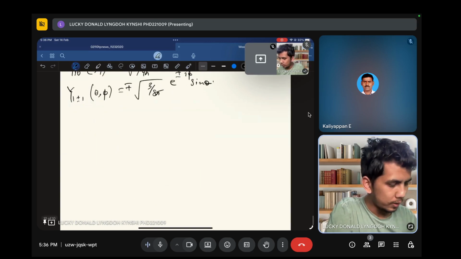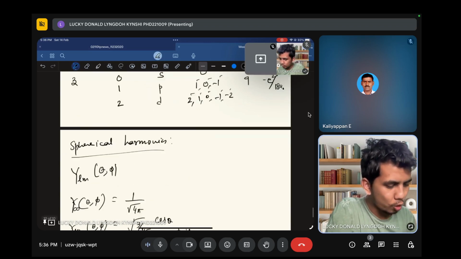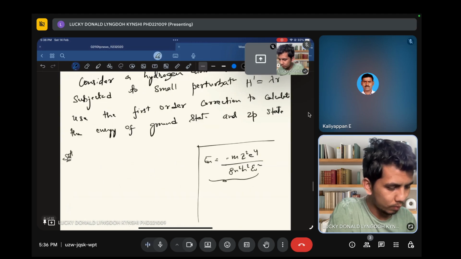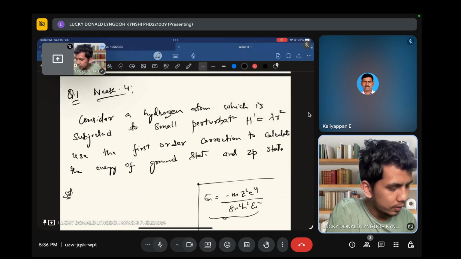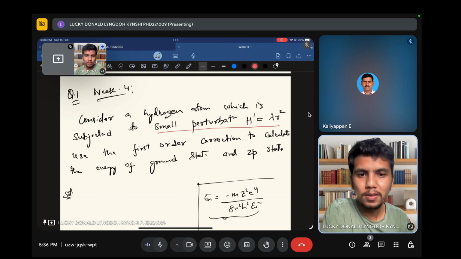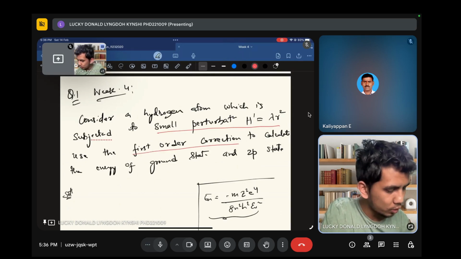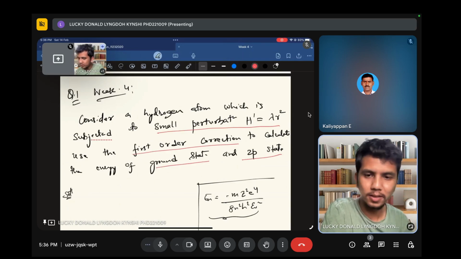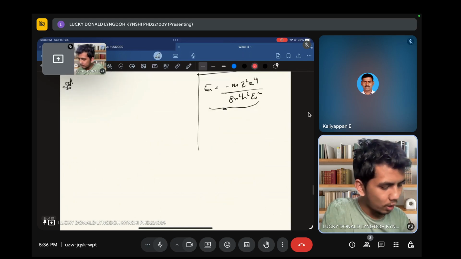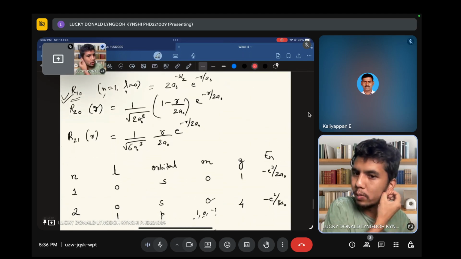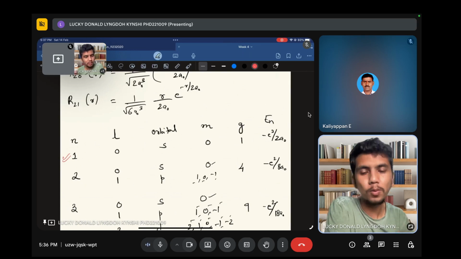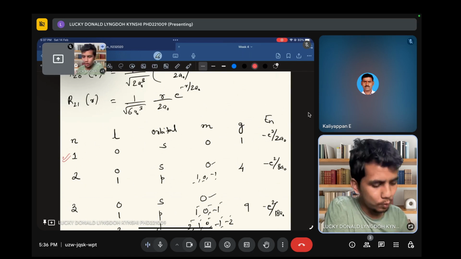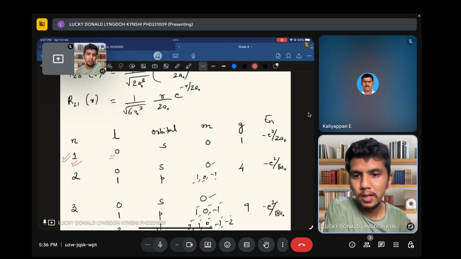Okay, so now let's go back to the problems which are given to you. So it says consider a hydrogen atom which is subjected to a small perturbation. H prime is equal to lambda r square. This is the perturbation given to you, and use the first order correction to calculate the energy of the ground state and the 2p state. Okay, so automatically now you can have in your mind, when somebody talks about the ground state, this is the ground state energy. Why? Because n equal to 1 and L is equal to 0. This is the ground state energy.